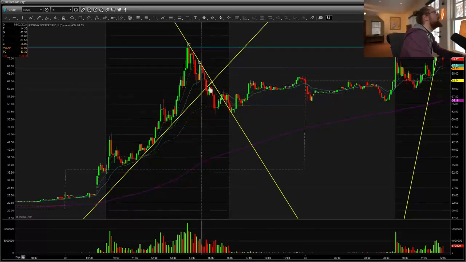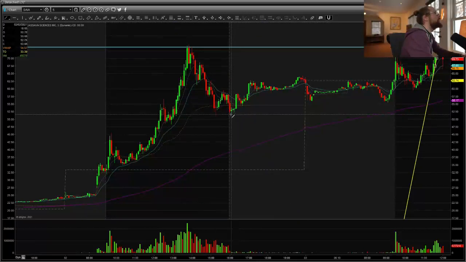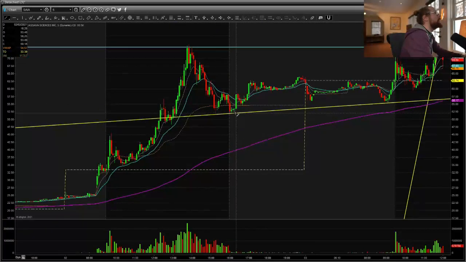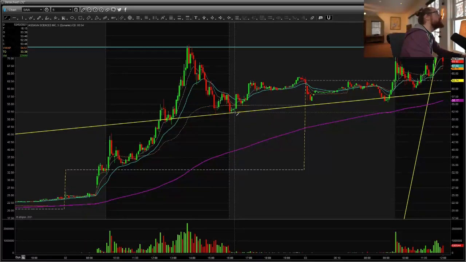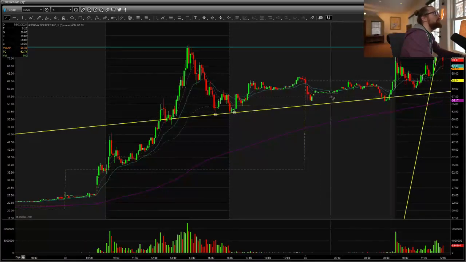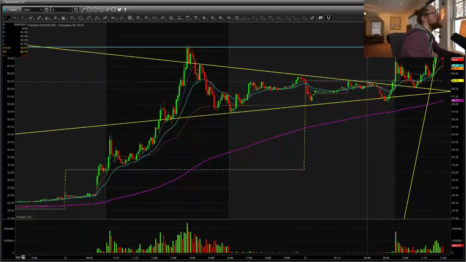Here, I don't know if that one's really that significant either. So maybe those ones are nothing really. What about back here? Yeah, maybe a little something there. It almost seems like it holds.